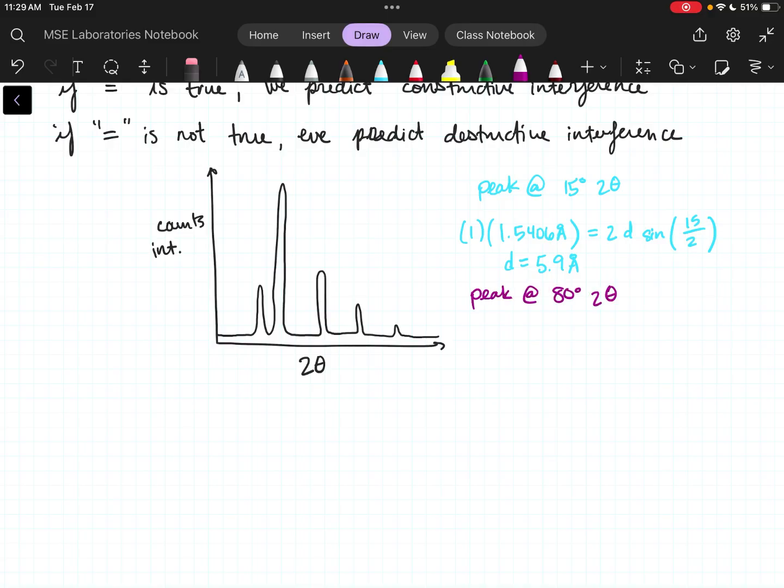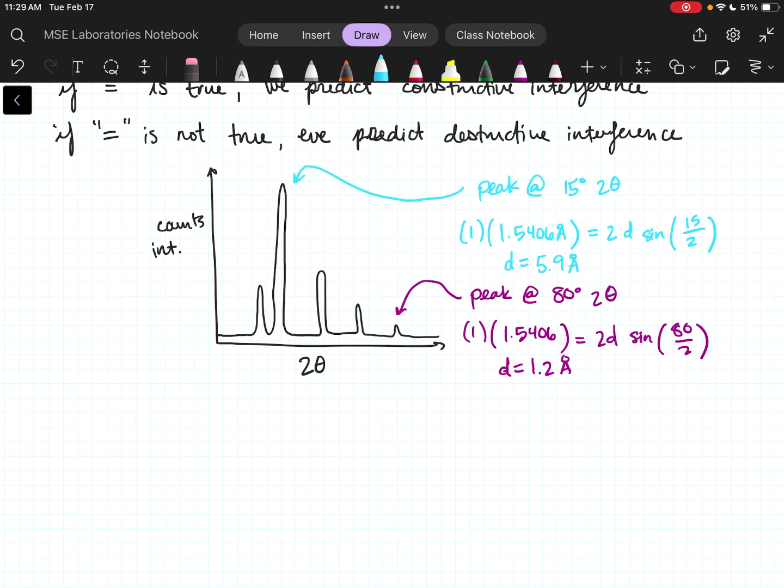I could grab another one. Let's say I have a peak at 80 degrees 2 theta. 1 times 1.5406 equals 2D sine of 80 over 2. And I have D equals 1.2 angstroms.